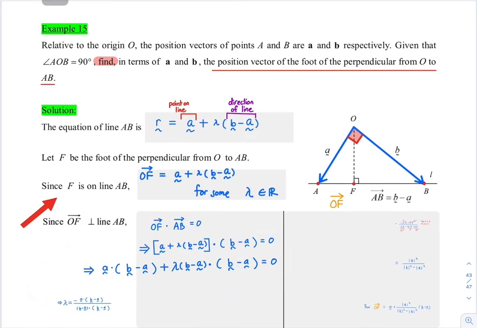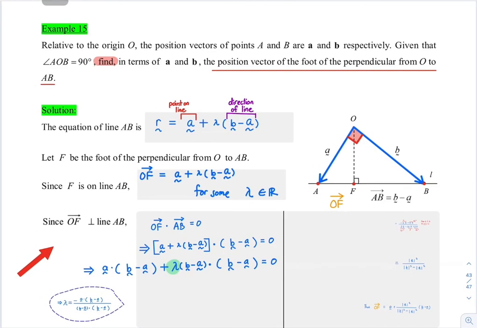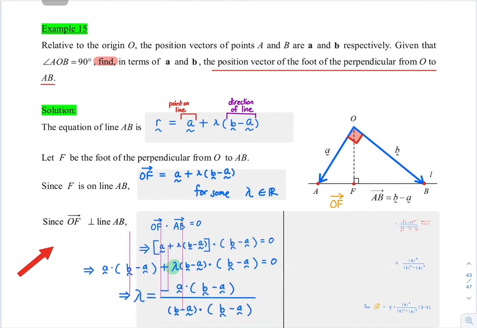Based on here, remember that our objective is to find lambda. B minus A is a vector, but when we do a dot product between two vectors, the whole thing is a scalar. Therefore, we can make lambda the subject by taking this divided by this, because this is a scalar and we can divide by that number. Simplifying, we can get lambda as this. So lambda is already known in terms of A and B, though not simplified yet.